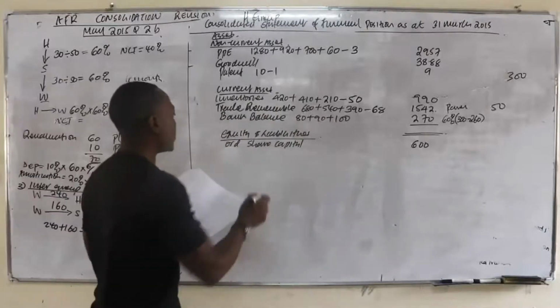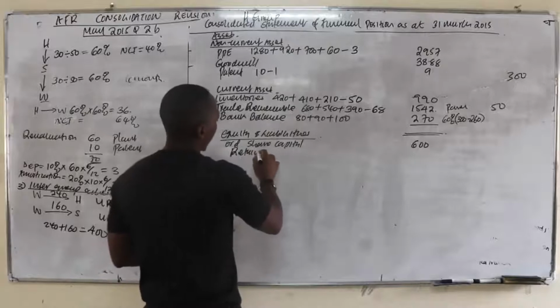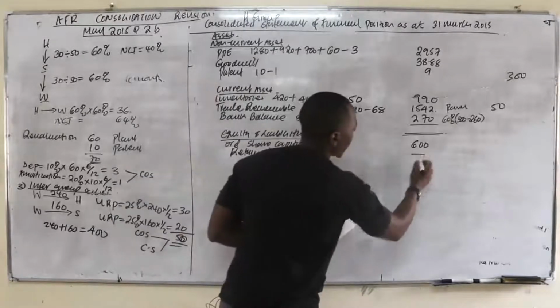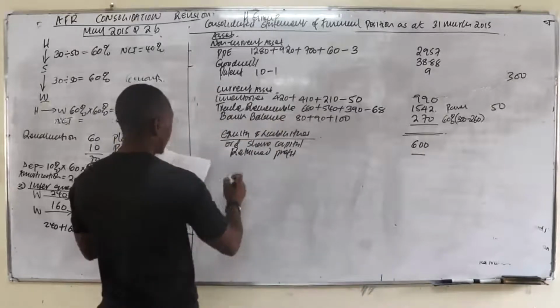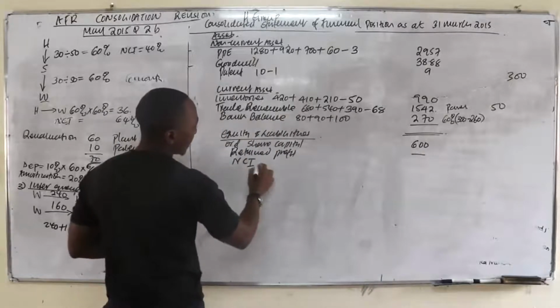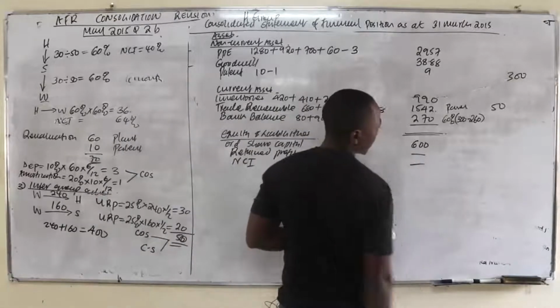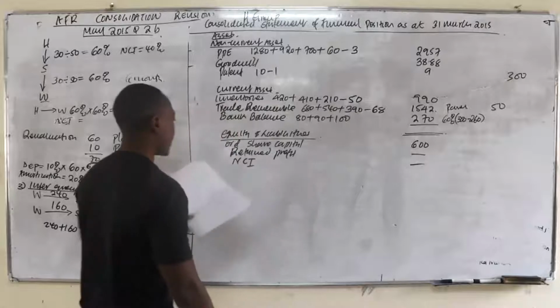Then we have retained profits. We see that retained profit never computes. Are you together? Let's go also to NCI. Also, NCI says that you don't compute, but NCI sometimes it's very easy to compute. Now let's go to the current liabilities.